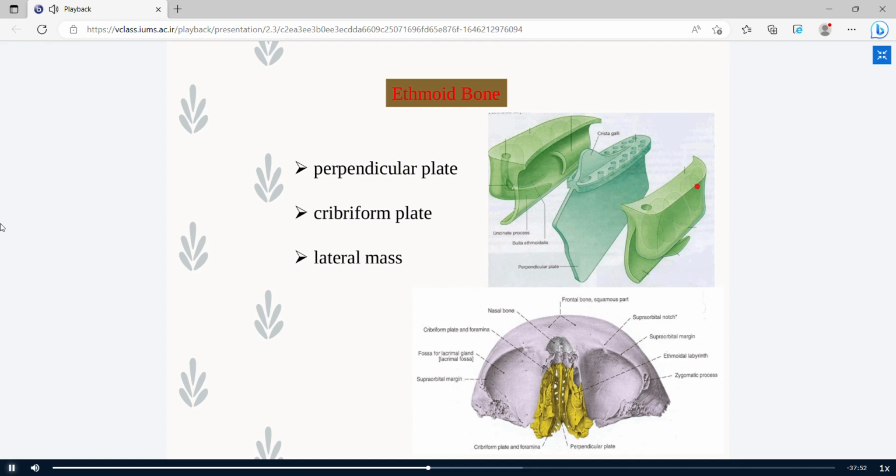The lateral surface of the lateral mass is smooth, and another name of this part is lamina propria. Lamina propria is a smooth layer of bone and forms the medial wall of the orbital cavity. Lamina propria.